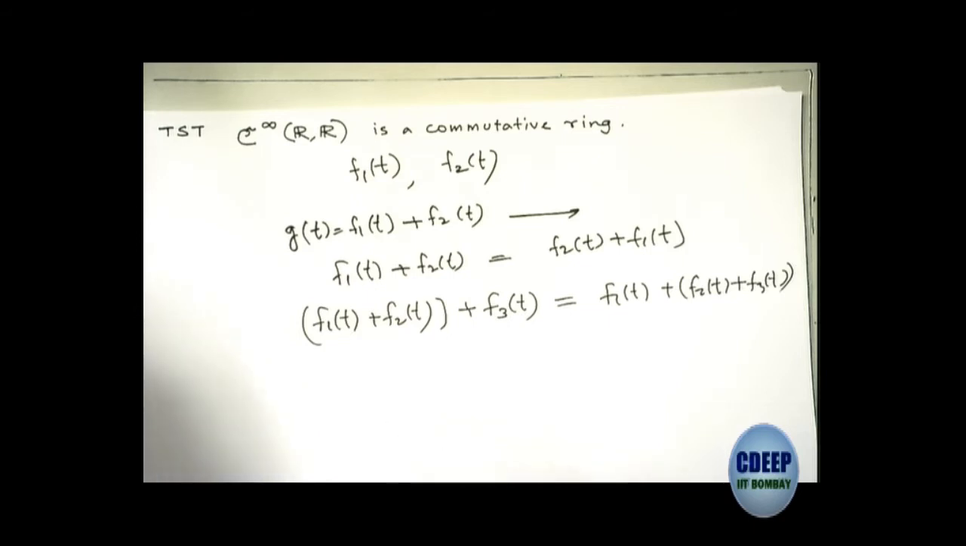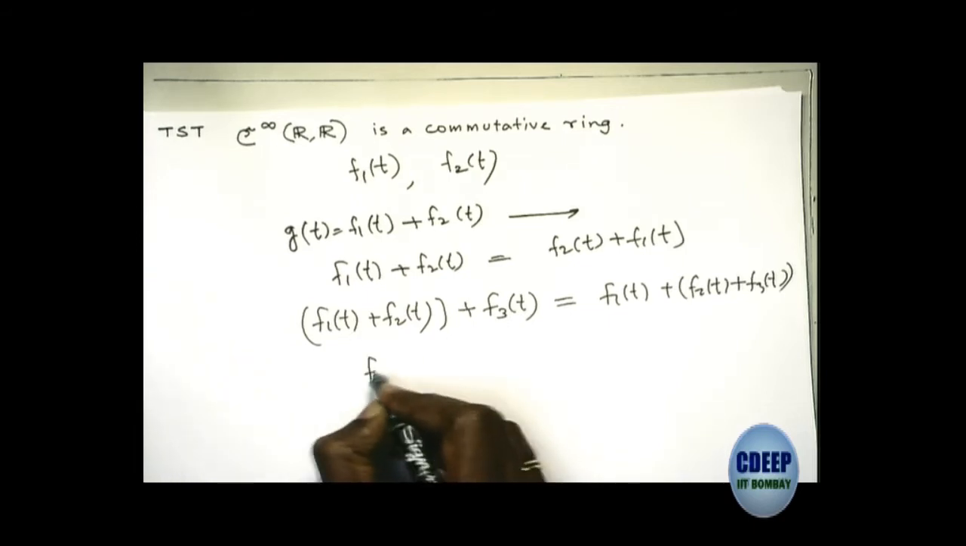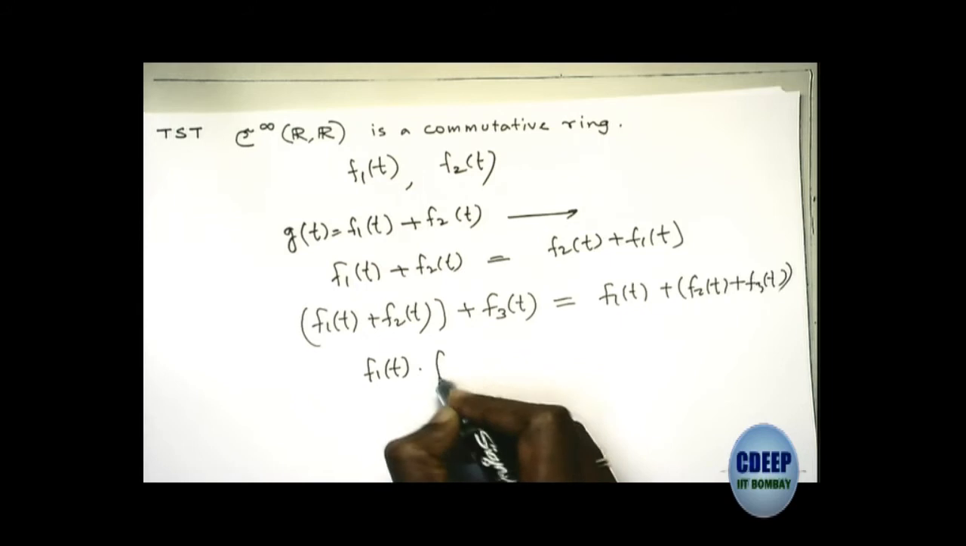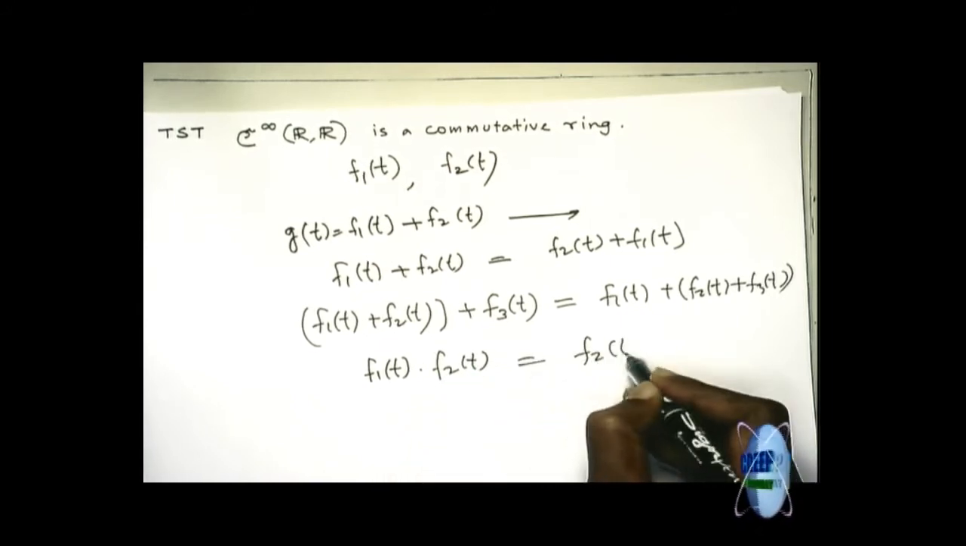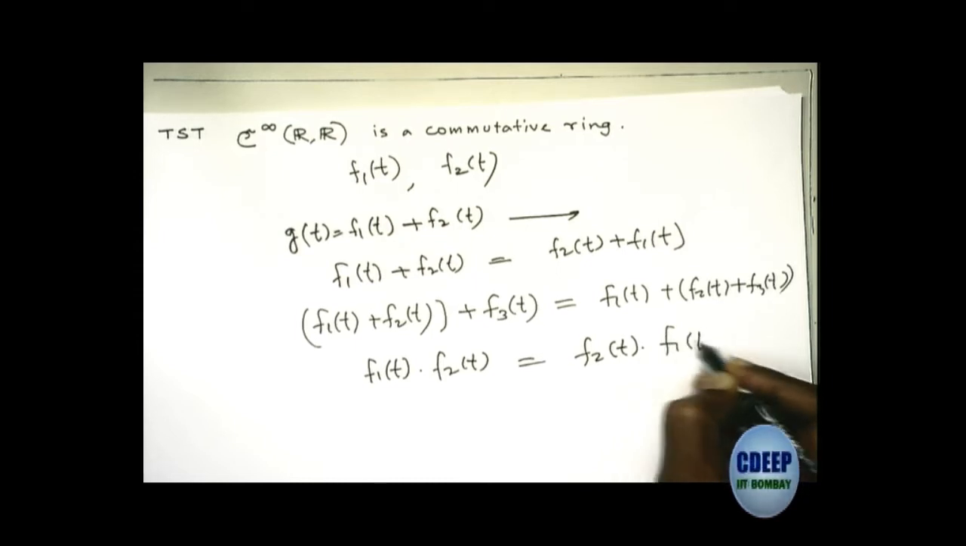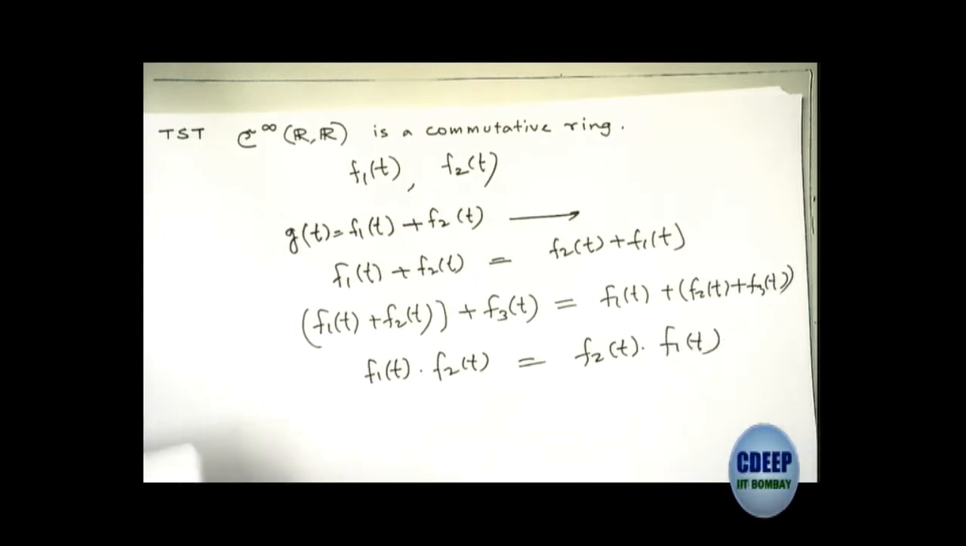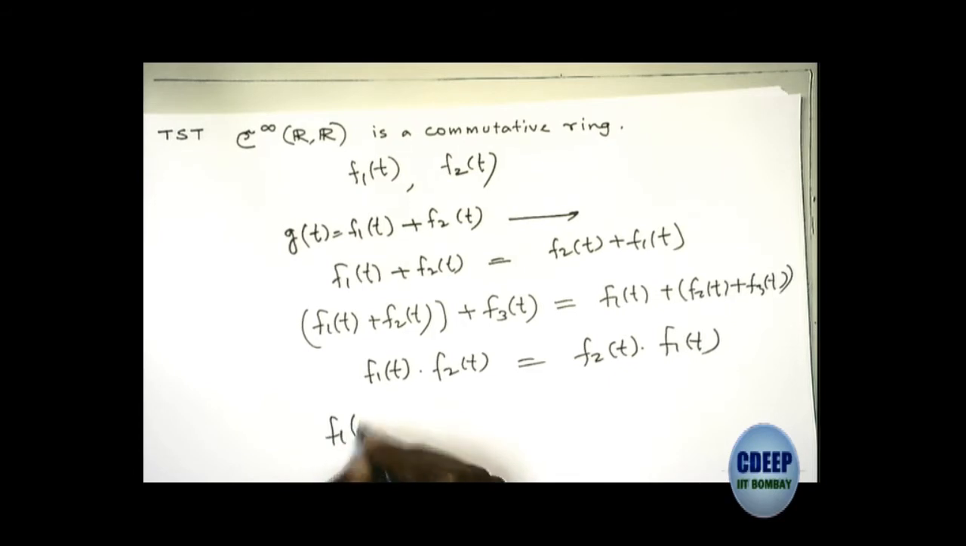Multiplication of two functions, f1(t) into f2(t), which is equal to f2(t) into f1(t). Here also there is no problem. We can multiply the two functions in any order. The result will be the same. Multiplication distributes over addition. Here also I don't think there is any problem.